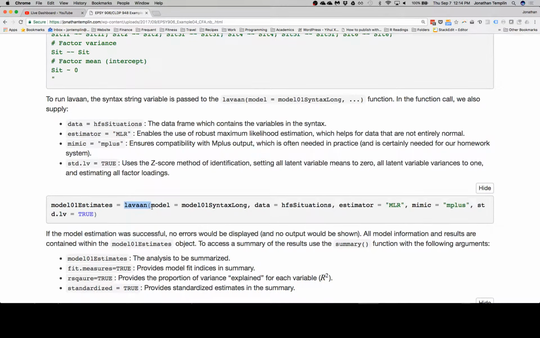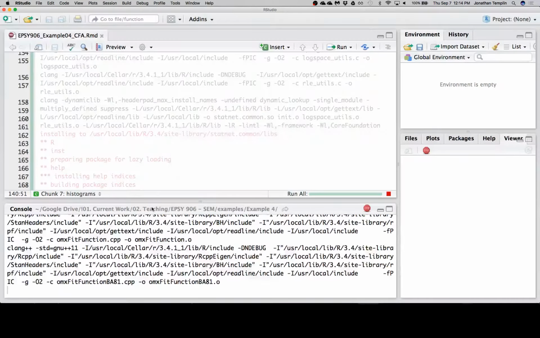To get the model to run, we use this lavaan function. And technically speaking, this lavaan function is the overly general function. If you use the lavaan function, you have to specify all the terms in the model. There's going to be a shortcut function we're going to use next, and we'll probably use it almost exclusively, called the sem function, where you can omit a few things. You don't have to type as much. But we'll get to that shortly.